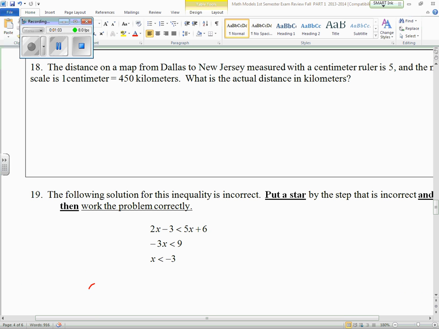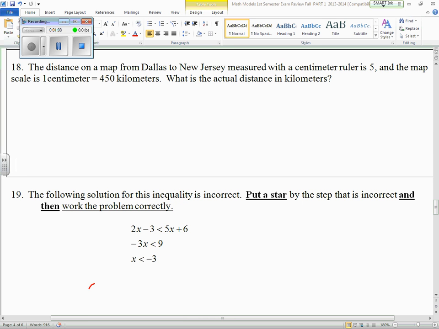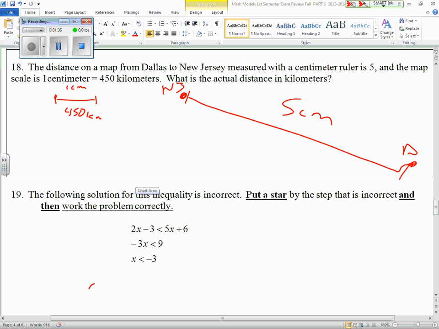Distance on a map from Dallas to New Jersey, measured in centimeters, would be 5 centimeters. The map scale is 1 centimeter is 450 kilometers. So what's the actual distance in kilometers? On a map, when you get a key, it says this amount is worth 450 kilometers, and that might be 1 centimeter. So if you look on the map and you see a town that far apart, you have New Jersey and Dallas, and you measure it with your ruler, and you get 5 centimeters. So how many kilometers would that be?